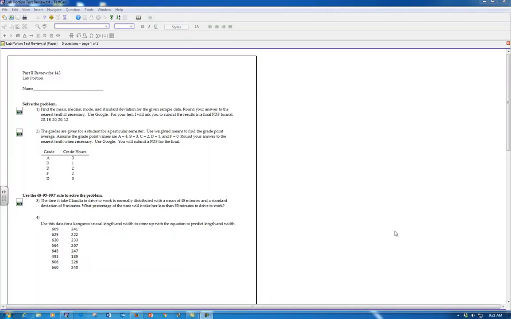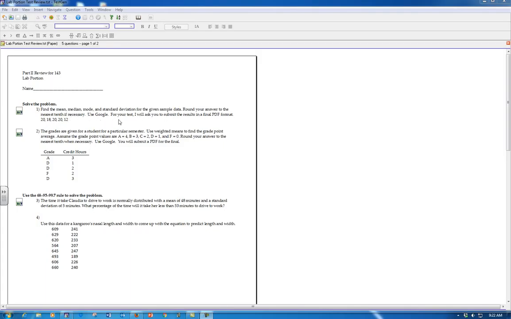This is the review sheet for the lab portion of your test. You will have 5 questions. They will be similar to this, and I'm going to go through what's expected of you on your test. So the first one on this review sheet says find the mean, median, mode, and standard deviation for the given sample data. Round your answer to the nearest tenth if necessary.